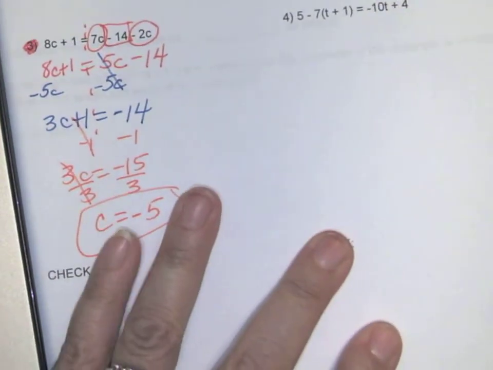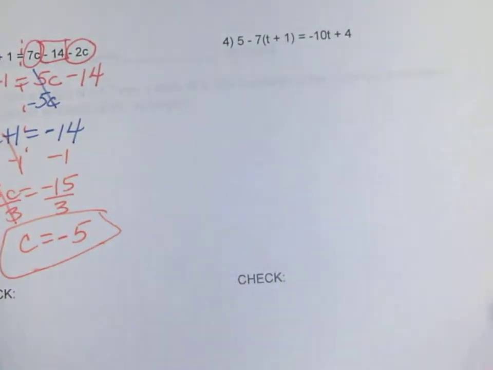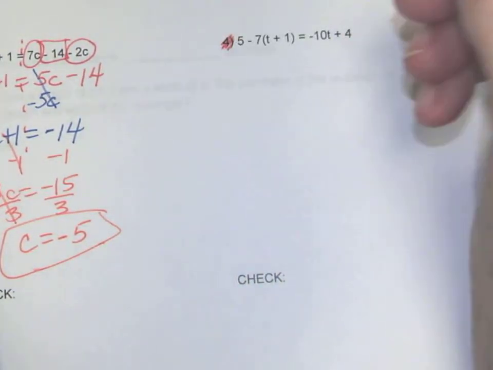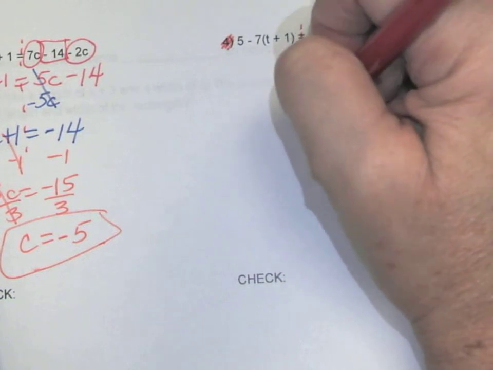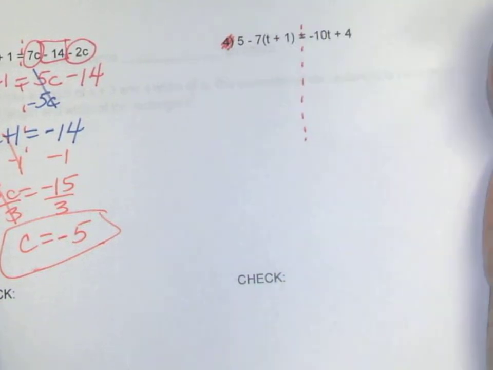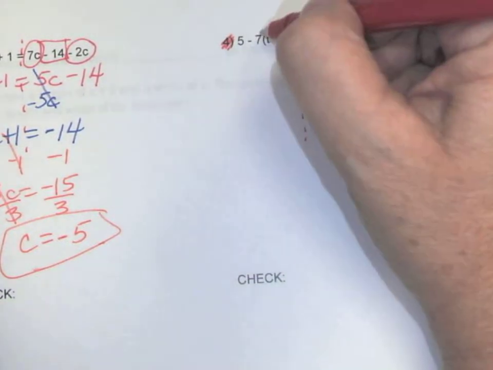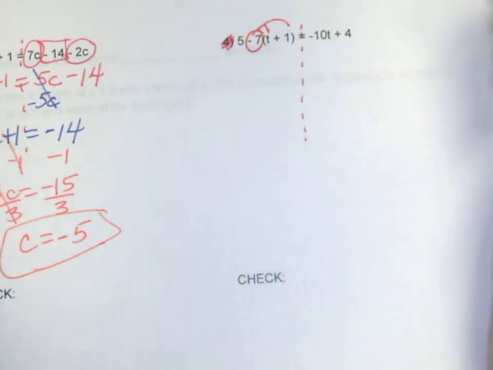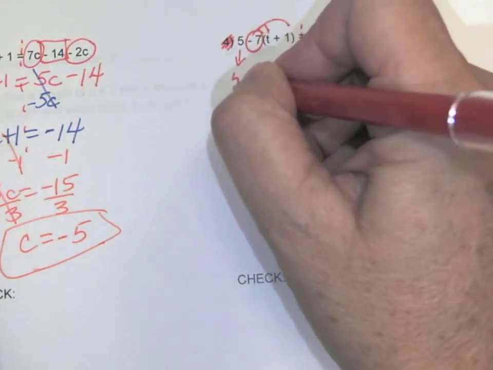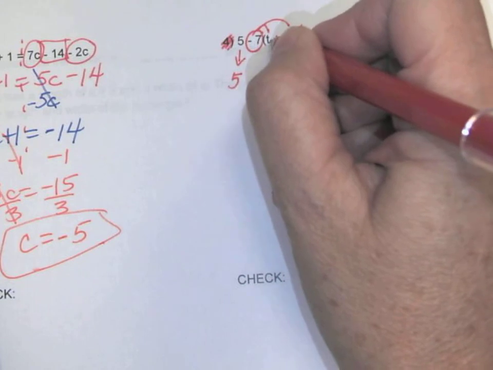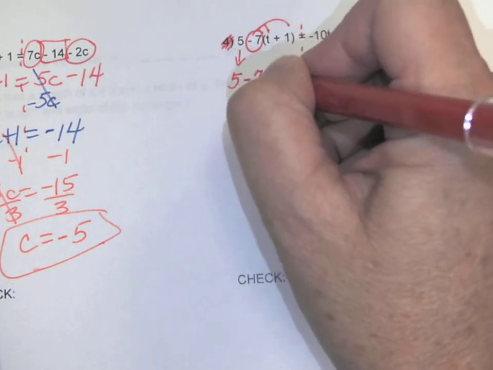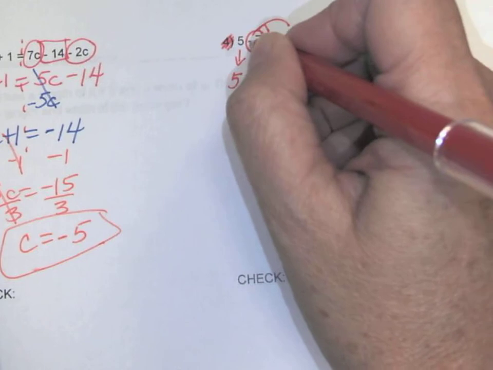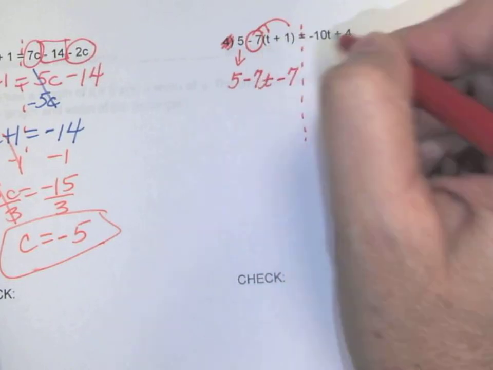I'm going to do number 4. I'm going to scribble this out so it doesn't confuse me. Now, the first thing you always have to take care of is parentheses. You have to figure out what is multiplied by the parentheses. Well, it's the negative 7. The 5 has nothing to do with the parentheses, so we bring it down. Negative 7 times t. I wish I had not used a t here. I wish I'd used an x. Is negative 7t. Negative 7 times 1 is negative 7.